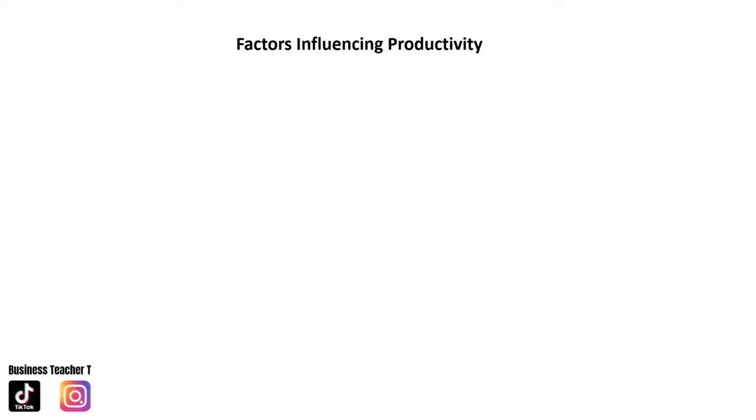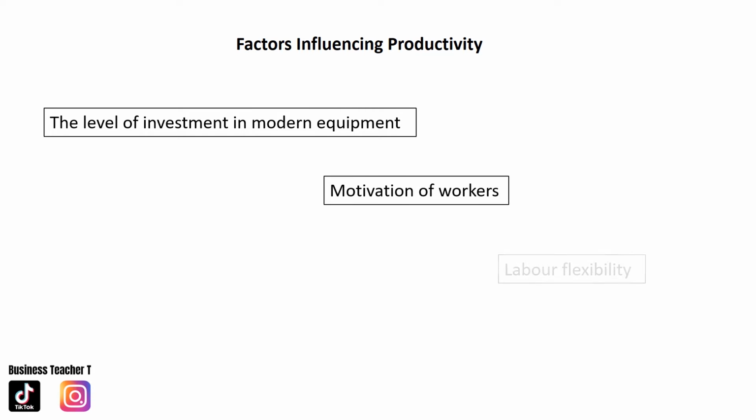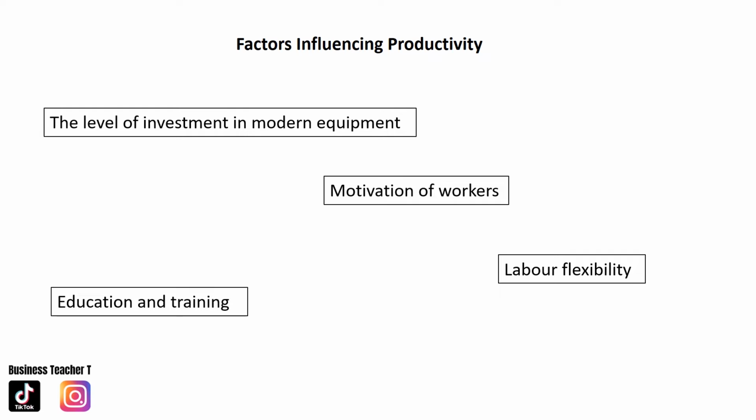Factors influencing productivity. Businesses will want to improve productivity over time. A business can use these factors to influence productivity. Not all will apply to each business. The level of investment in modern equipment, motivation of workers, labour flexibility, education and training, and working practices.